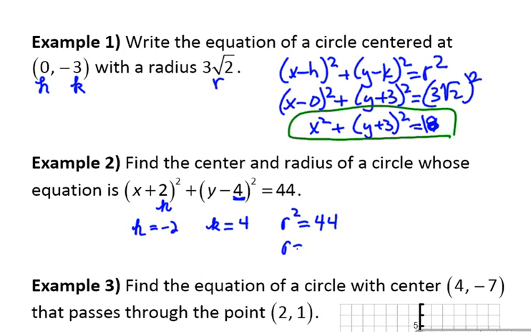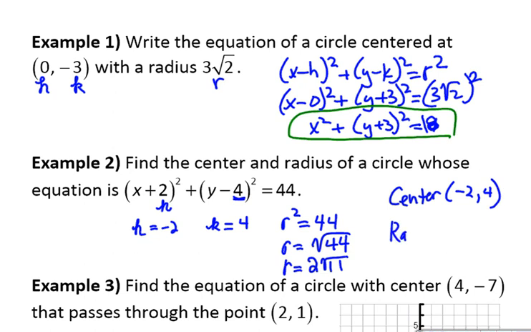So r is going to be equal to the square root of 44, so 2 square root of 11. So our center is negative 2, 4, and our radius is 2 radical 11.